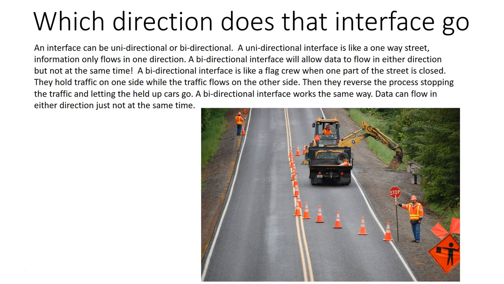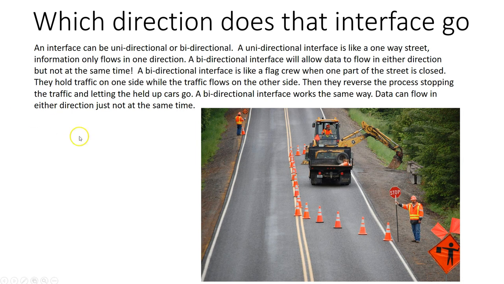An interface can be unidirectional or bidirectional. A unidirectional interface is like a one-way street. Information only flows in one direction. A bidirectional interface will allow data to flow in either direction, but not at the same time. A bidirectional interface is like a flag crew when one part of the street is closed. They hold traffic on one side while the traffic flows on the other side. Then they reverse the process, stopping the traffic and letting the held-up cars go, right?